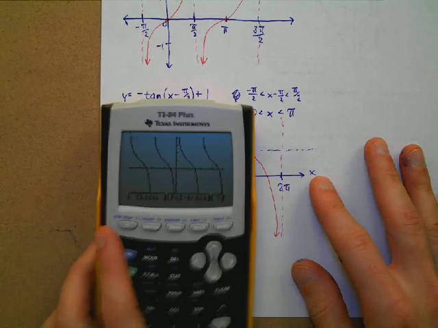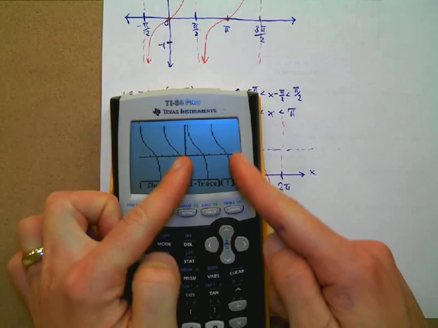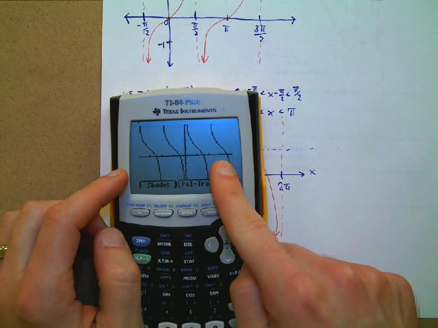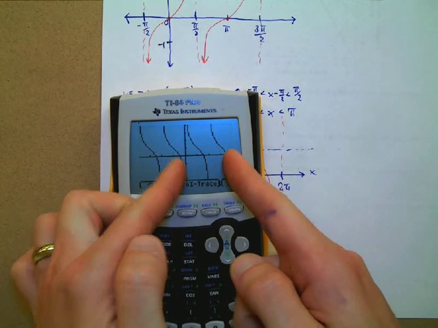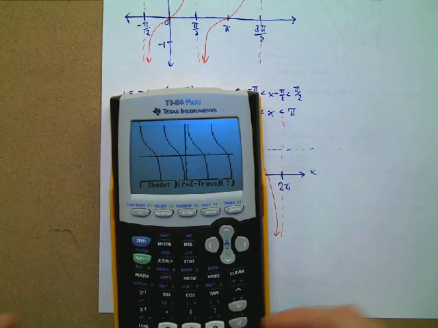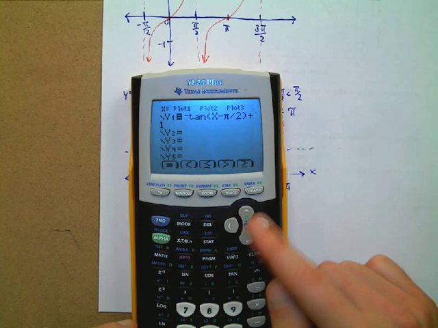And if you want, you can even draw in the horizontal line y equals 1 and see. There's pi over 2, and there it is, the 0 on the axis there, and then there's 3 pi over 2, and again it intersects there as well. You can see that drawn in. Okay, so there it is. Questions on any of that?